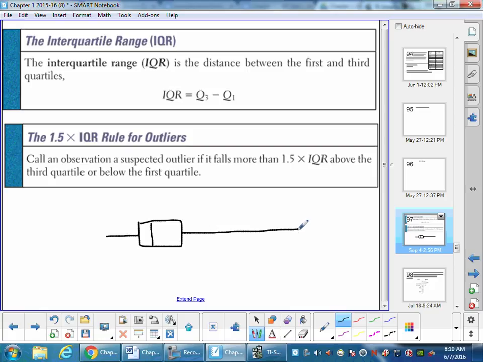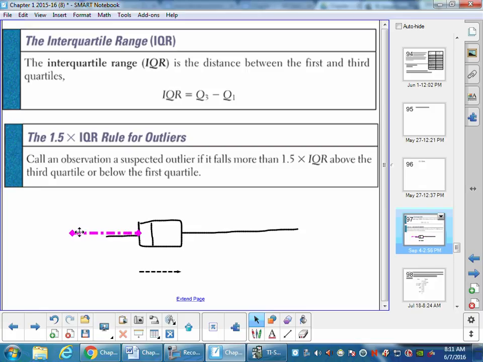and say this data point out here you think might be an outlier. So what you do is you measure your interquartile range. That's the distance between Q3 minus Q1. Now if that distance is this, we want to look at 1.5 times that. So that's about that distance. We take that distance and put it at the end of Q3 and at the beginning of Q1, and you see if any points are outside that range.